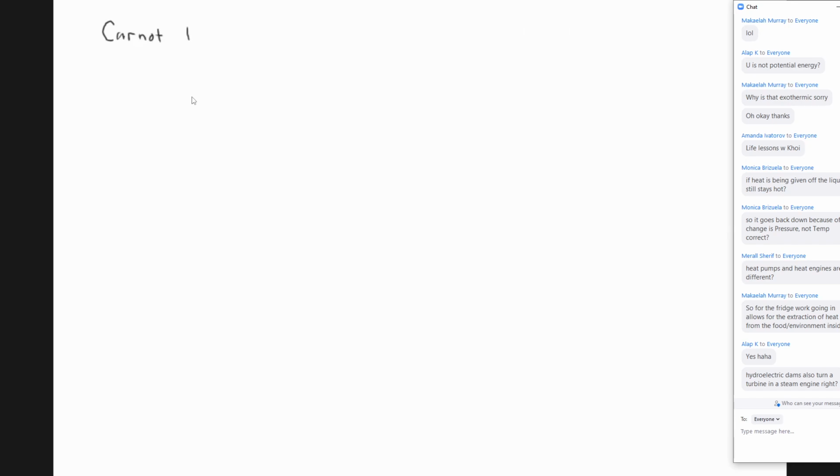Carnot engine states that all processes are reversible. So, what does that mean in real life? It's run real slow. Okay.